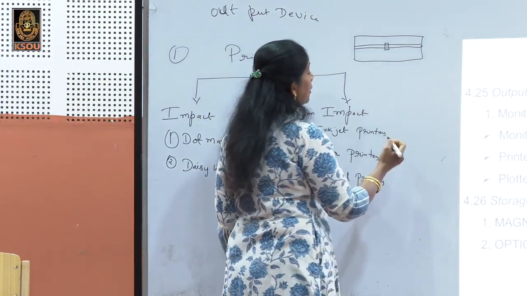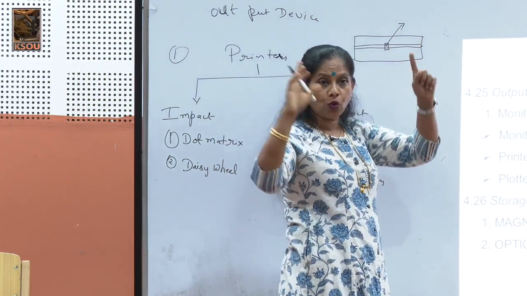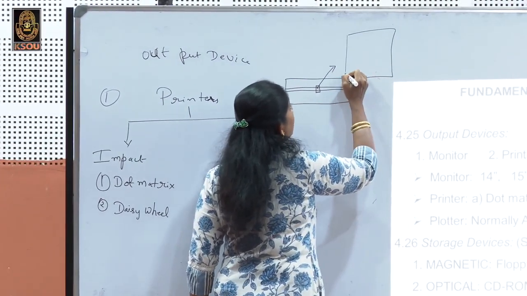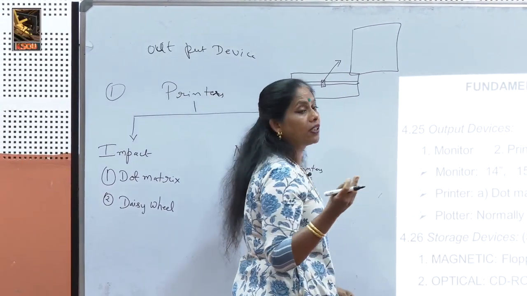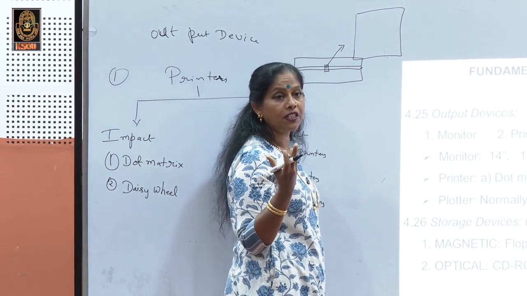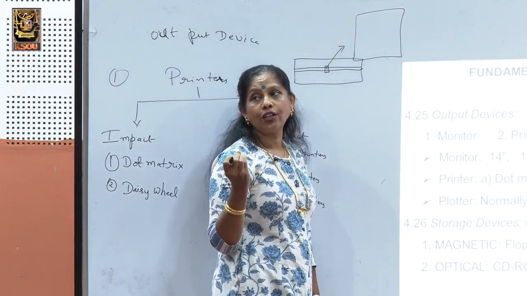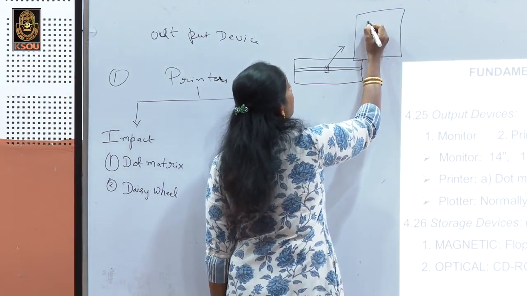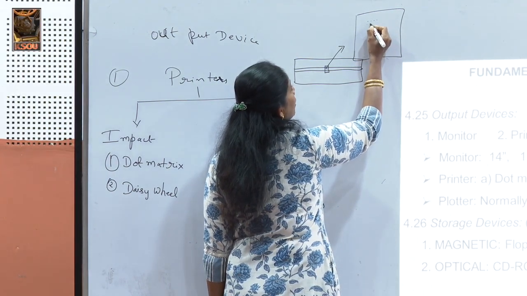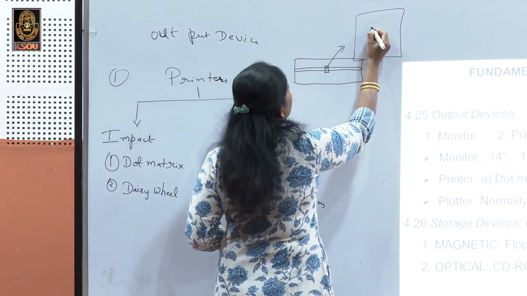So it will be like this. How does this technology work? This I will magnify. Magnify means zoom. You can see. Now I am zooming on this. There are 12 wire dot matrix printers. I will explain the difference. I will take a 16 wire dot matrix printer and a 24 wire dot matrix printer. 16 wire means 1, 2, 3, 4. 1, 2, 3, 4. Okay, 16 dots will be there.